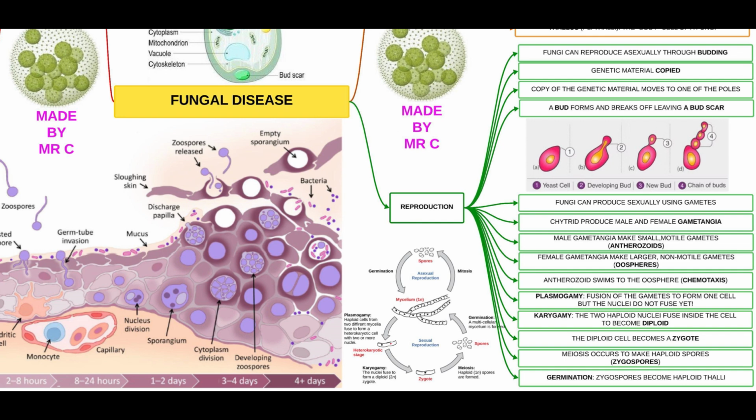From here, meiosis occurs to make haploid spores. The spores are called zygospores, but we will use the term zoospores. Then germination occurs, and the zygospores become haploid thalli again.